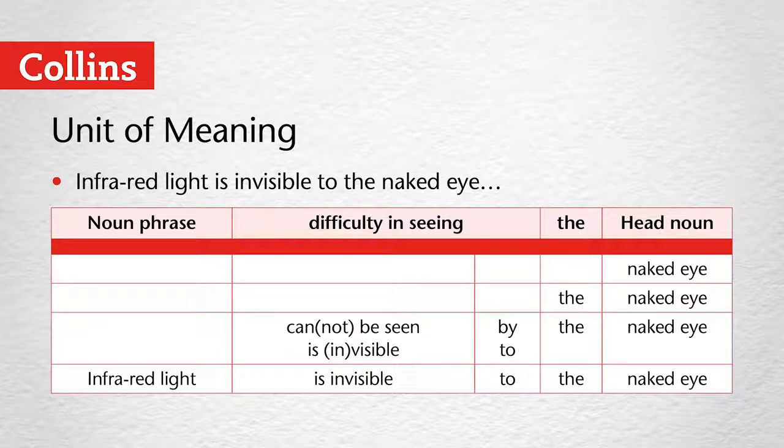the naked eye. As Sinclair noted, naked eye is always preceded by the word the, and that is preceded by a phrase that implies a difficulty in seeing. This might be can be seen, can barely be seen, cannot be seen, or is visible, is barely visible, is invisible, and those are followed by or by to. So the whole unit of meaning becomes infrared light is invisible to the naked eye.